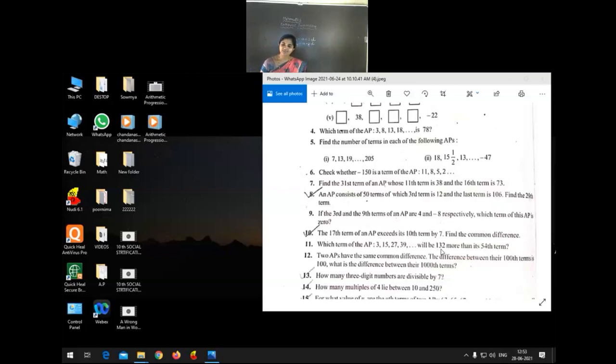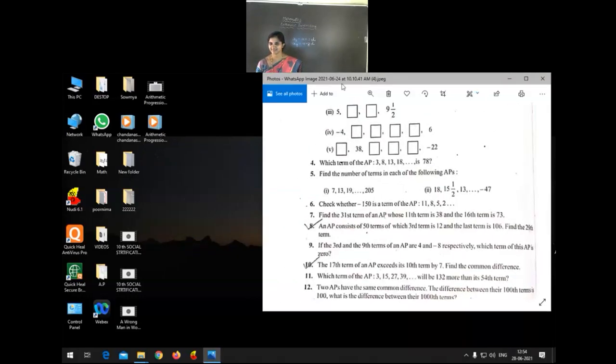So how to work out this one? Do you have any idea how to work out this one? Can anyone explain this one? Last 2 minutes we have. Shall we discuss this one? No one? Yes, Shreya? How can we solve this problem, Shreya?